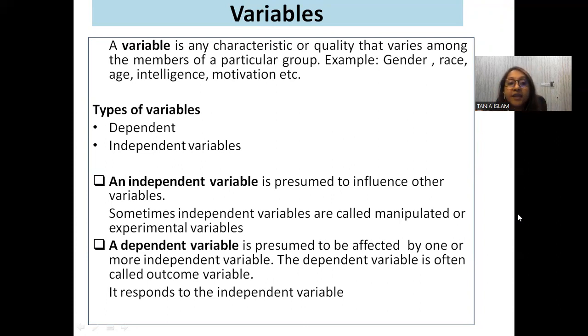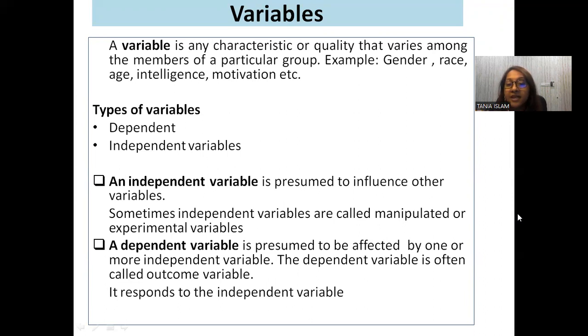So variables can be classified in many different ways, but for your own purpose, I just put two main important types of variable. One is the dependent variable, one is the independent variable. From the name, you can guess: an independent variable is a variable that doesn't depend on anything, and the dependent variable actually depends on something. Like sometimes your age or your ethnicity or your religion, these things are independent variables. You cannot change this, right? But the dependent variable depends on the independent variable.